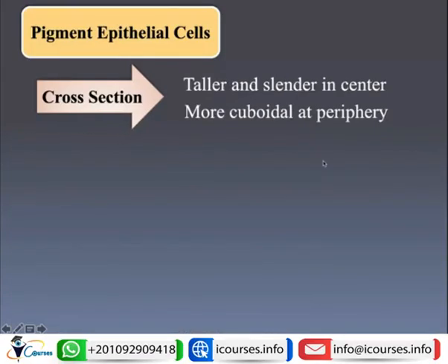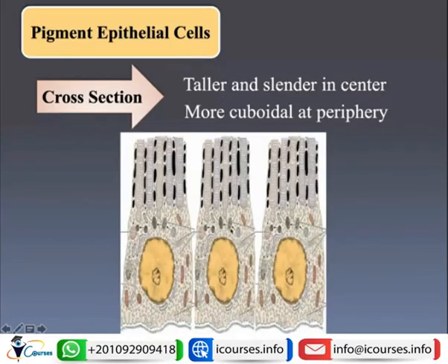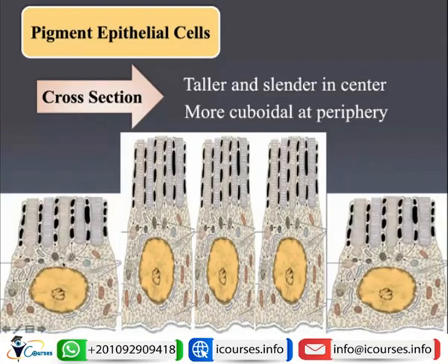So in the cross section, this is like a flat section. But if you have a cross section to see the cells of the retinal pigment epithelium in more detail, you will find that they are tall and slender in the center, just beneath the macula and the fovea. However, if you go more peripheral, they become more cuboidal.